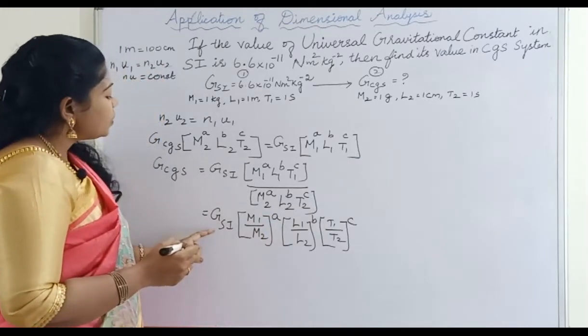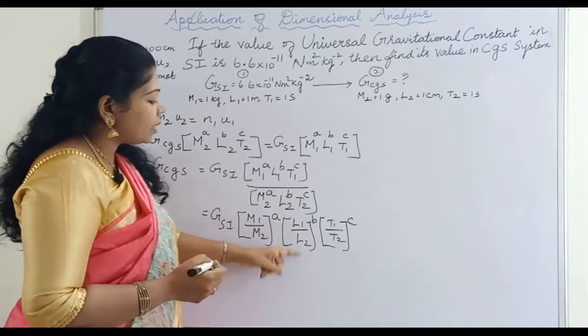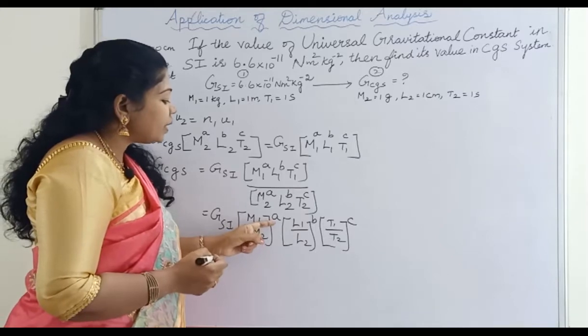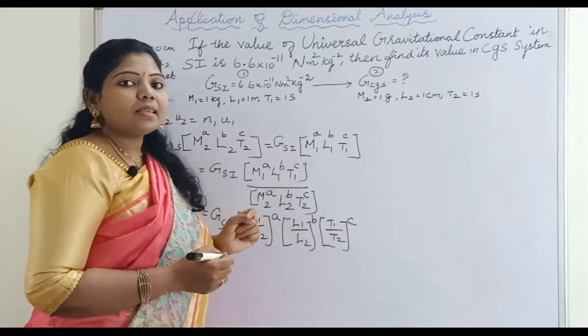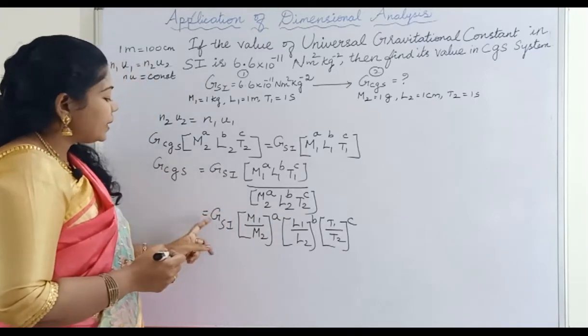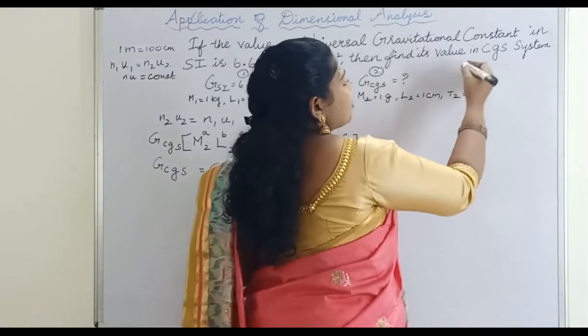Okay. So we know these values: G_SI, it's given in the question, M1, M2, L1, L2, T1, T2. All the values we know. So we have to find only this A, B and C. So how to find this A, B and C? For that we have to write the dimensional formula for this G.